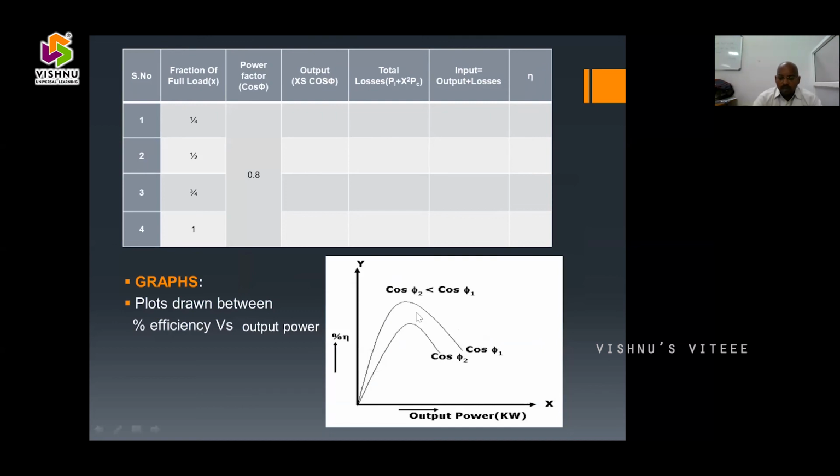In this graph the curve is drawn for two different power factors, cos phi 1 and cos phi 2. The curve is similar for both power factors, but the variation between these two curves is that the percentage of efficiency is modified with respect to power factor. If the power factor is increased, then the efficiency of the transformer is also increased. That is the conclusion from this graph. Finally, the calculation part is completed.